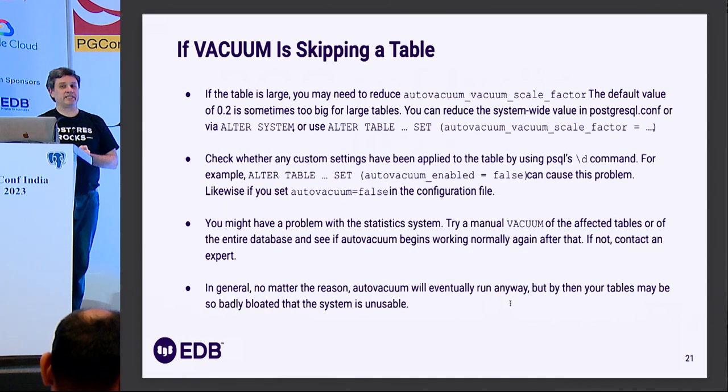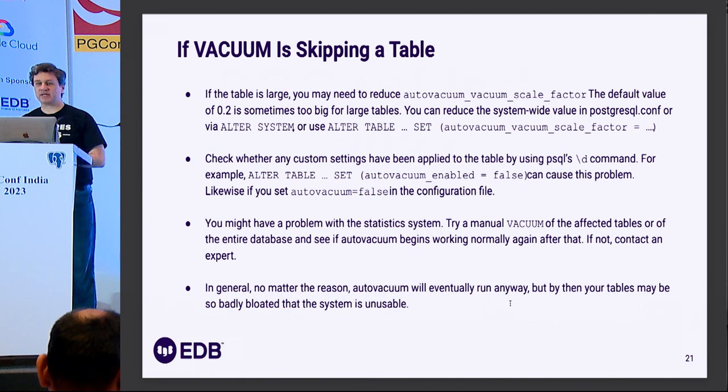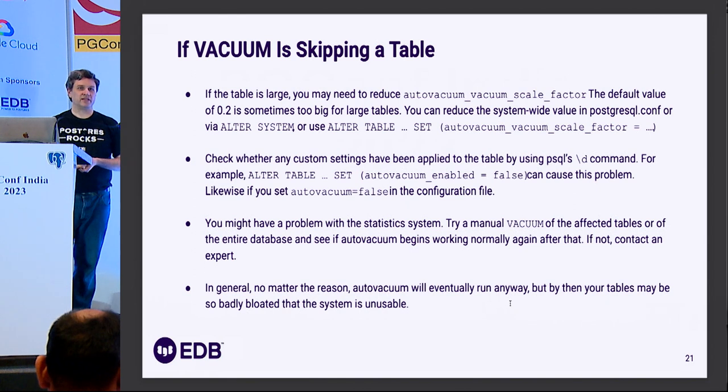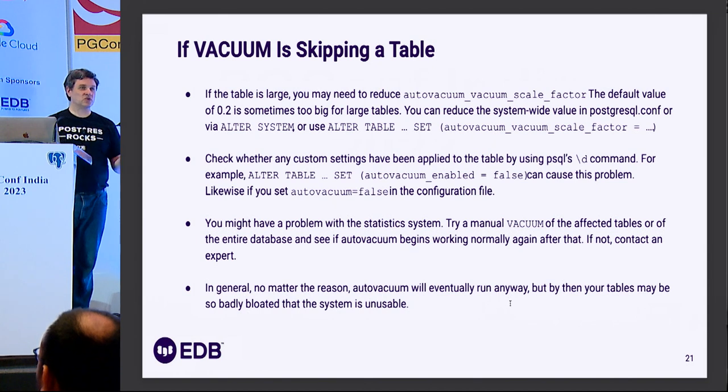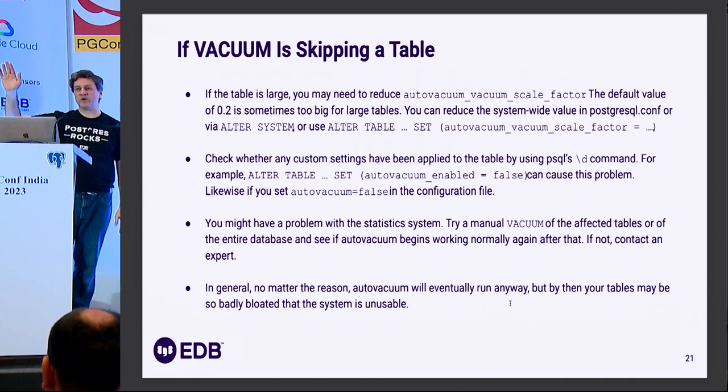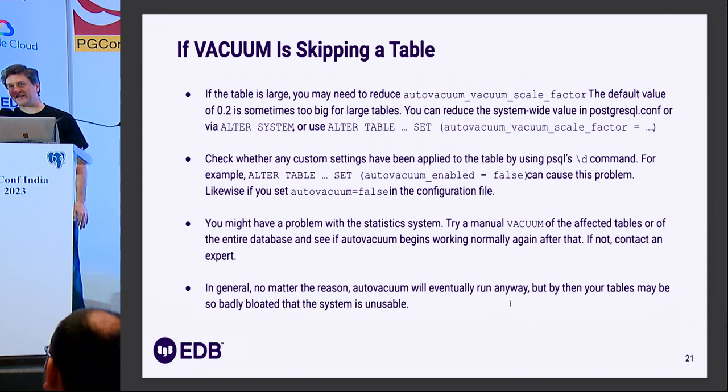What about if vacuum is skipping the table? Well, in this case, your problem is most likely caused by the configuration parameter auto vacuum vacuum scale factor. And the reason is simply that the default value of 0.2 is sometimes too big for a large table. For a small table, 0.2 works fine. But as the table becomes larger and larger, 0.2 can be too much, and you may need to crank that value down, down, down, until the table is being vacuumed frequently enough to maintain performance.